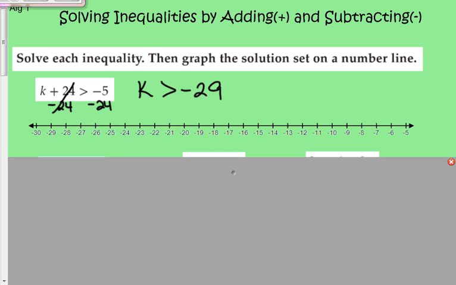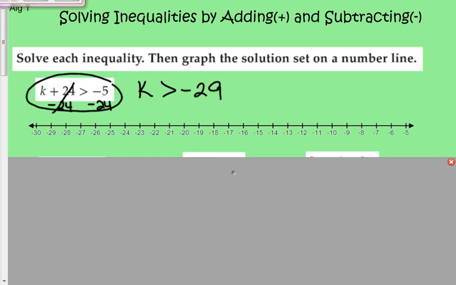So the solving of these is one step. They're really easy. Then you're going to concentrate on how to graph them. So we're going to graph an inequality. This is saying that the value of K can be any number greater than negative 29. So we have to show that when we graph it. That means there are multiple answers that would make this statement true. You could put a negative 28 in there and make it true. You could put a 5 in there and make it a true statement.